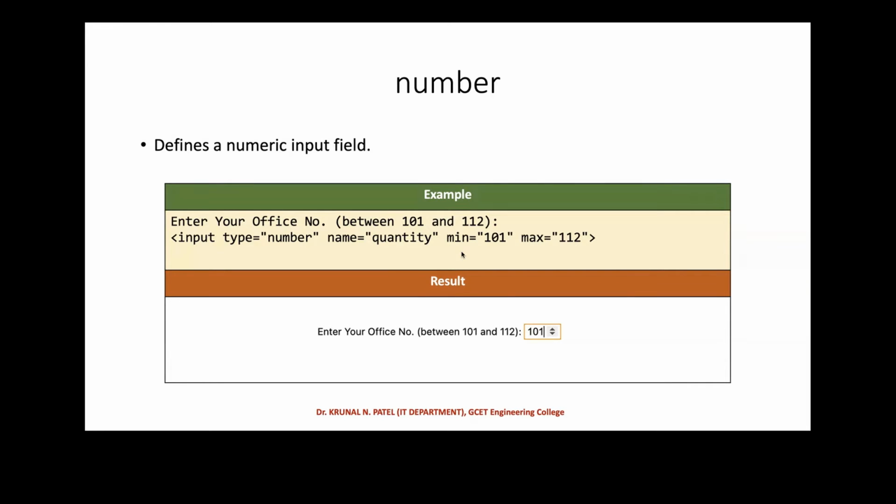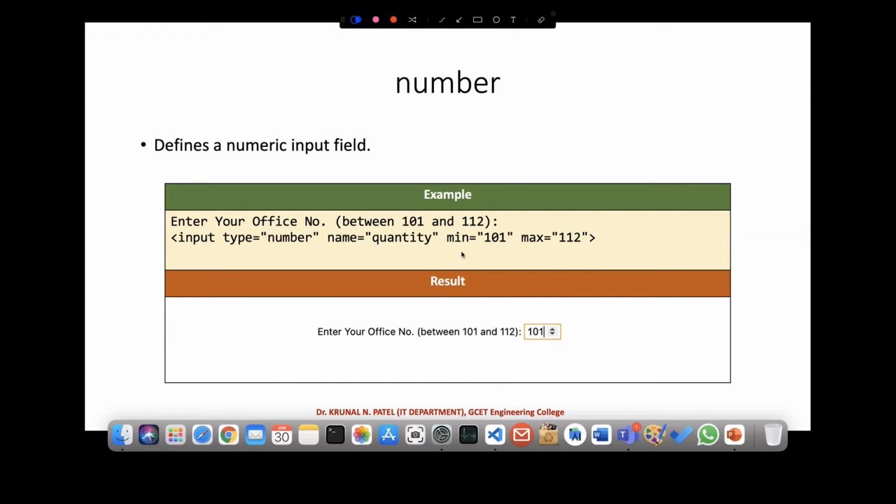Now suppose in your organization you have telephone extensions, right? Different numbers we have, and we can call each other directly by providing the number. Those numbers may be between 101 and 112, right? For those numbers you can provide a minimum and maximum, and that range will be defined over here. From this range you can select the particular numeric value. So this kind of input is also added.